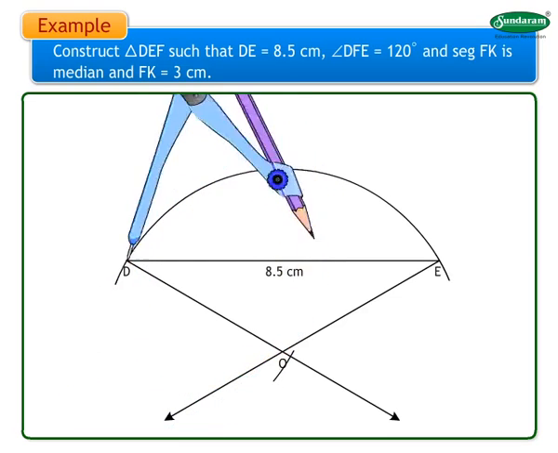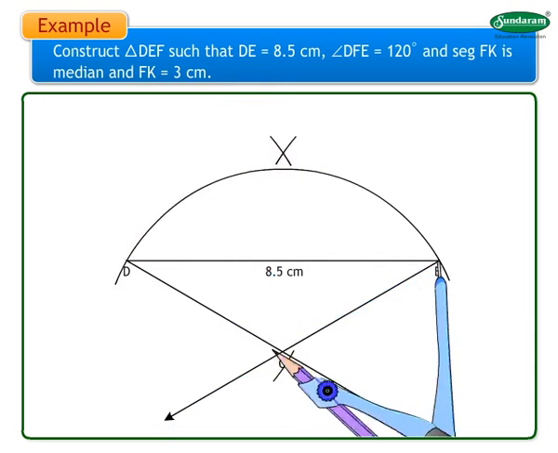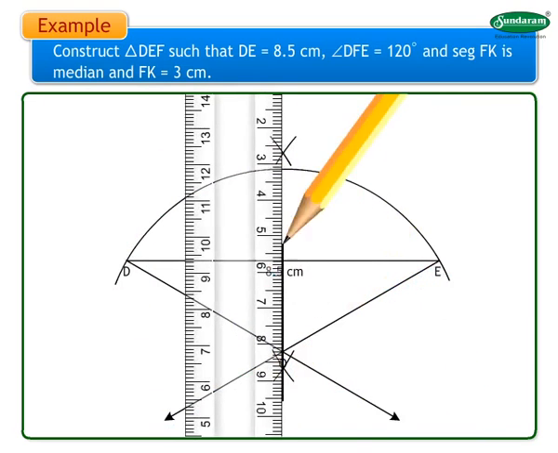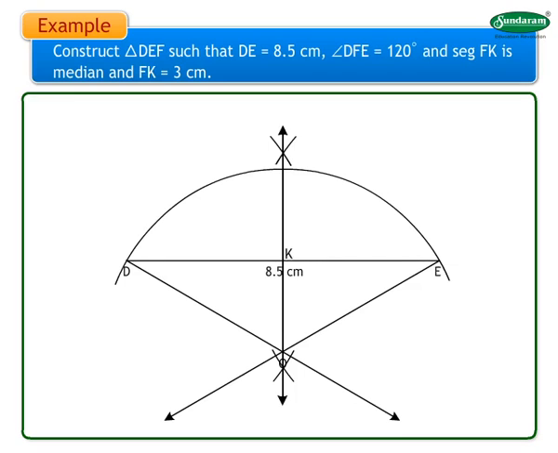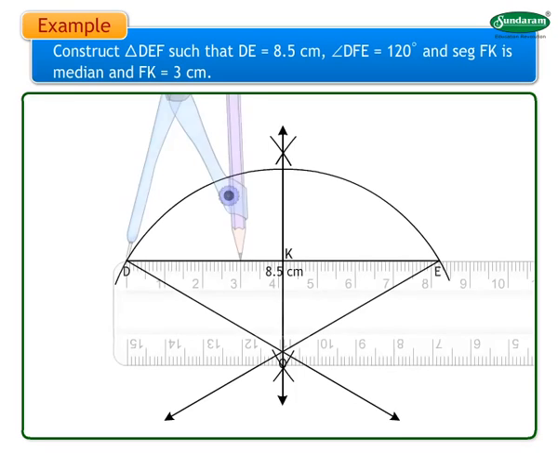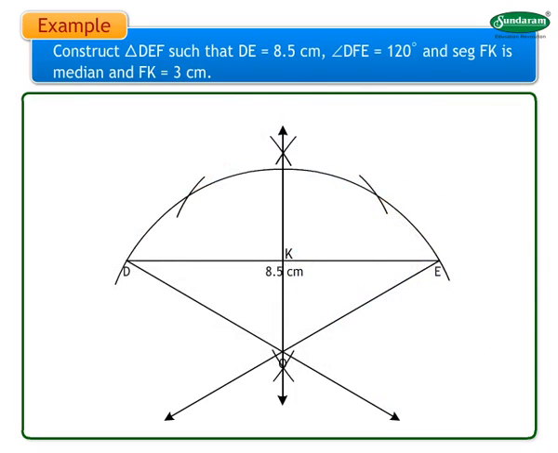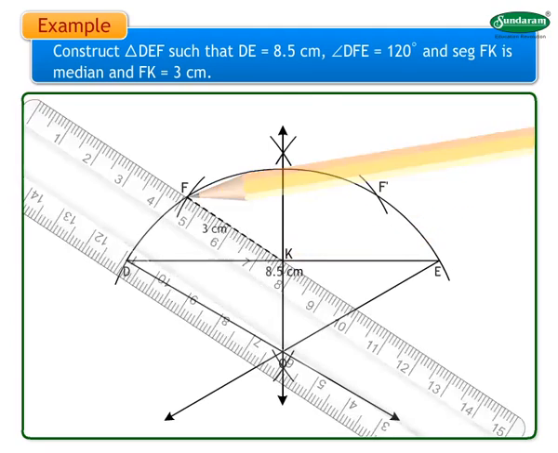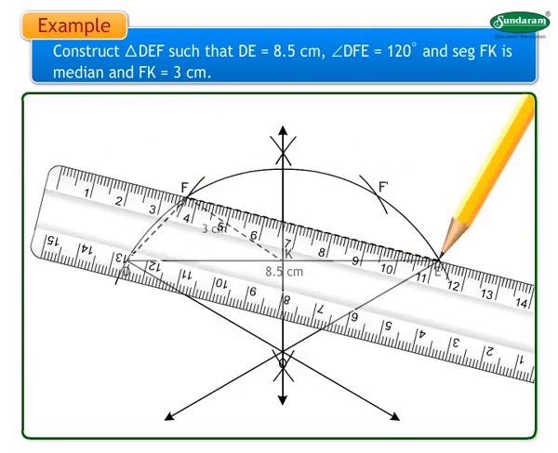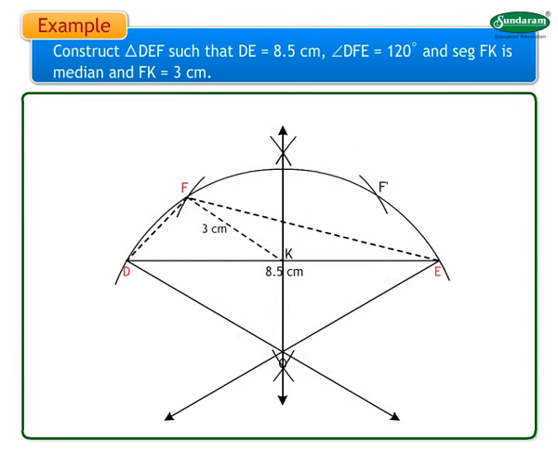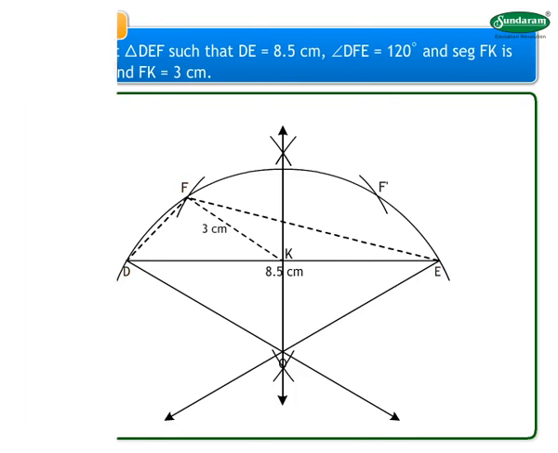Now, draw perpendicular bisector of segment DE and name the midpoint as K. Taking K as a center, draw arc with radius 3 centimeters which cuts the given arc in point F and F dash. Join DF and FE. Thus, triangle DFE is the required triangle.